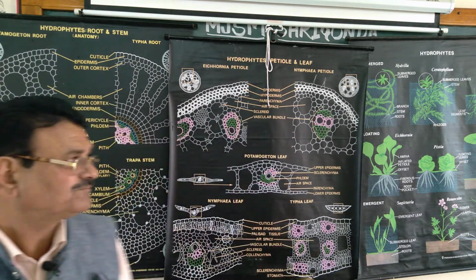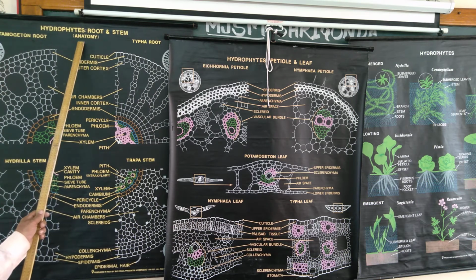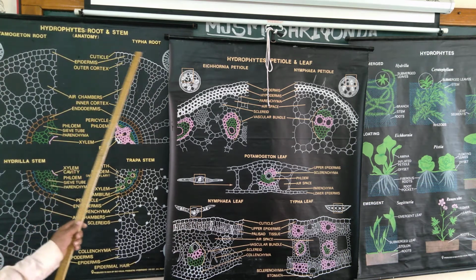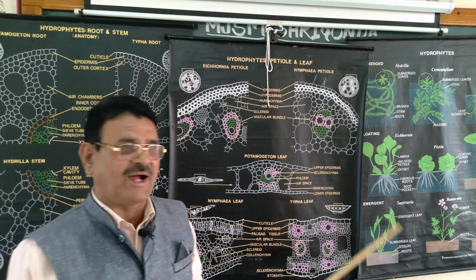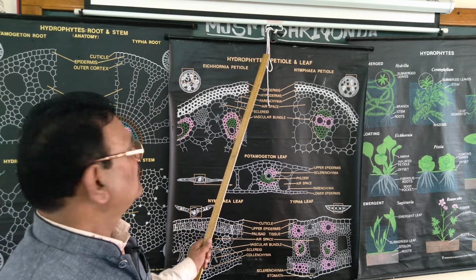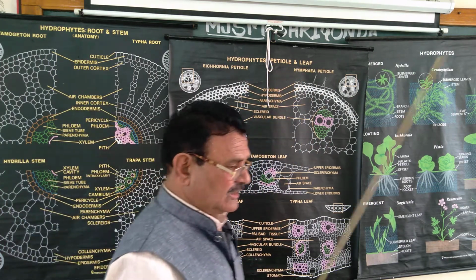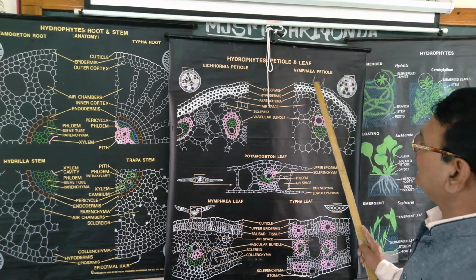This is the anatomical adaptations, ecological adaptations of Hydrilla root and stem. Then ecological adaptations of Hydrilla stem. Then ecological adaptations of petiole. Ecological petiole of Eichhornia shows petiole, Nymphaea petiole.